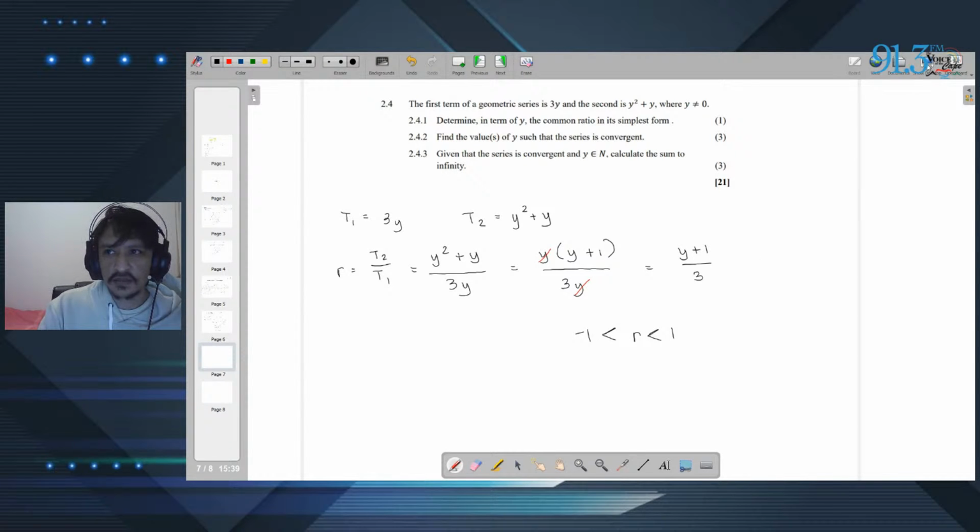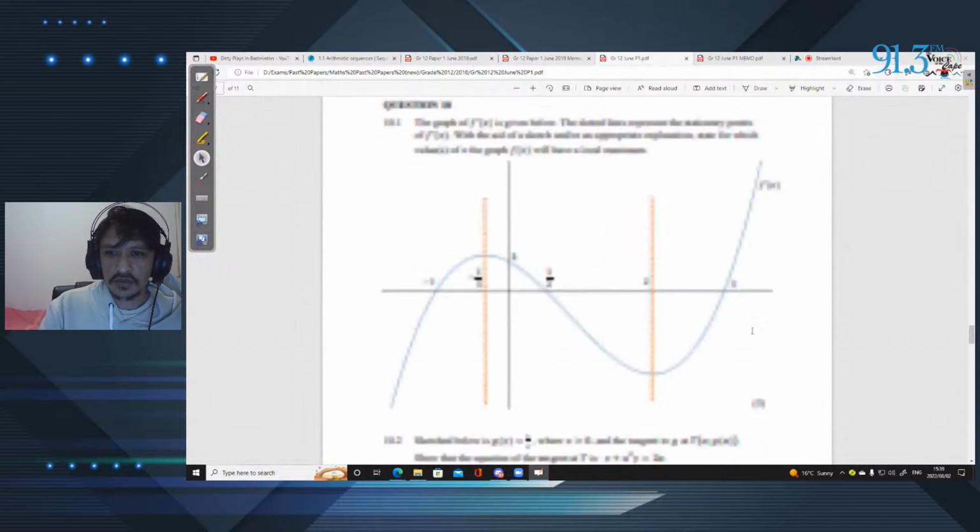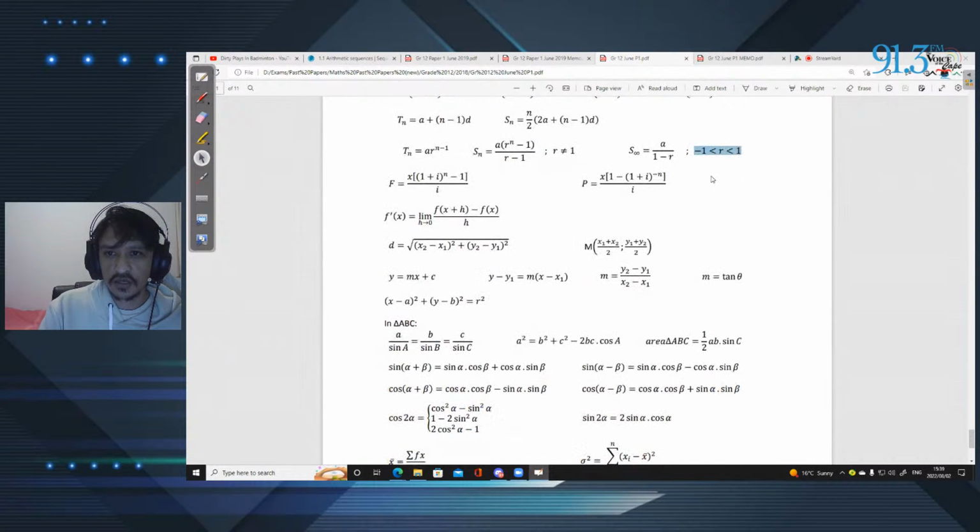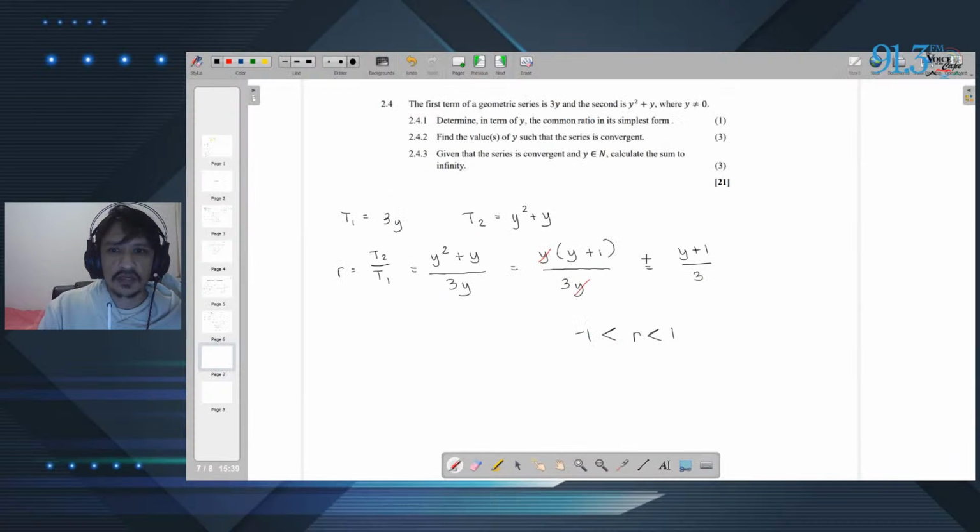That's what they stated. Let's see. Double check that. Make sure it's correct. There we go. Less than 1 and greater than negative 1. Okay, we go back here. And now we can find the values of y for convergent series. Right, so this is for convergent series.